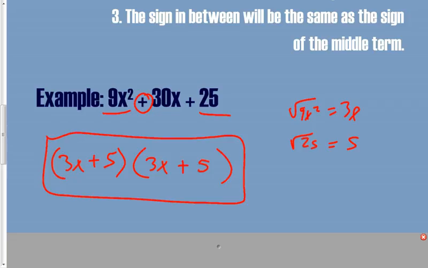You can double check. You can go back and say, alright, I'm going to FOIL it. First, it's going to be 9x squared. Outsides, we get 15x, and then the insides we have 15x. That gets us 30x total. And the last will get us 25.